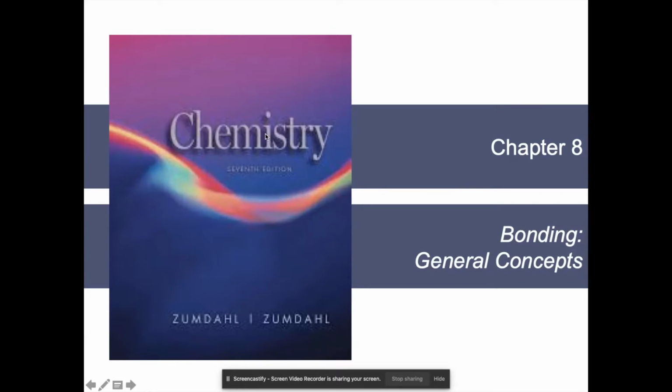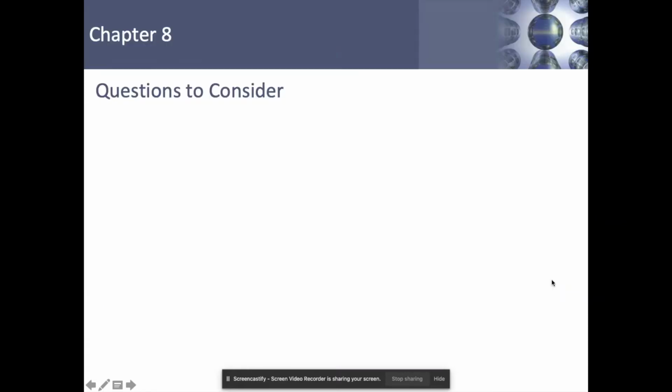Today we're going to be talking about Zumdahl, the 7th edition. The book's named Chemistry, and we're in chapter 8 now. This is all about bonding and its general concept, so it's not anything too particular. But to start with, what are our focus questions for this chapter?